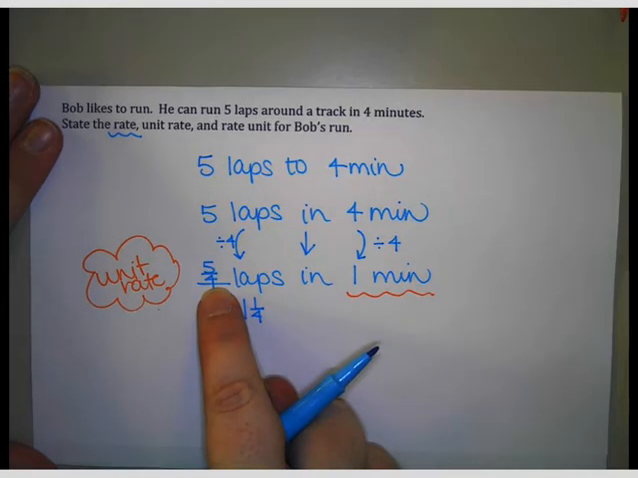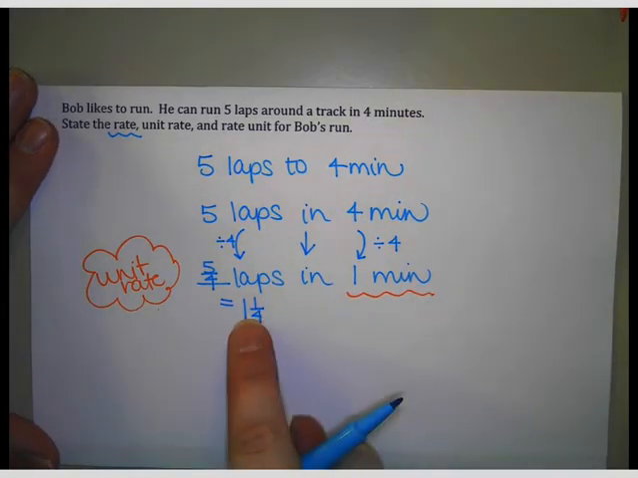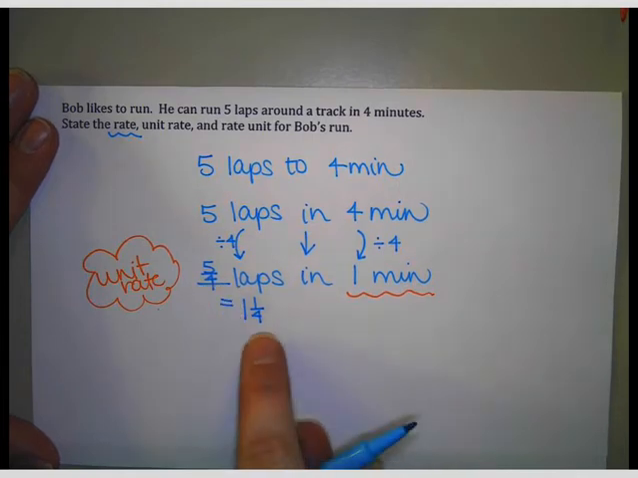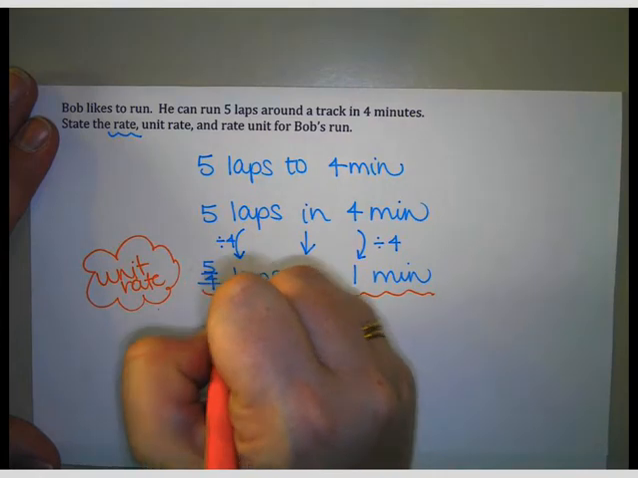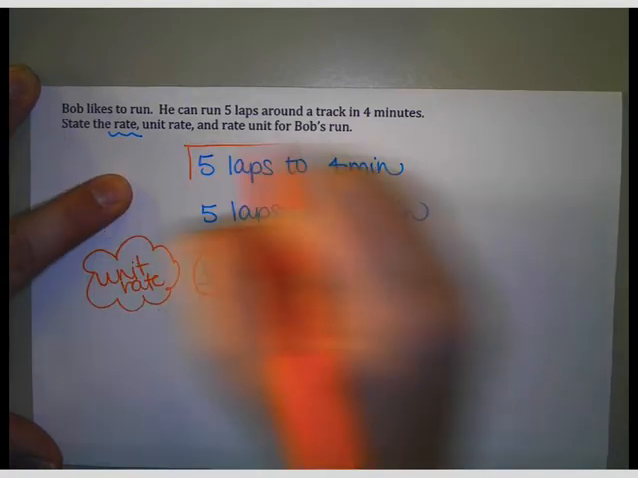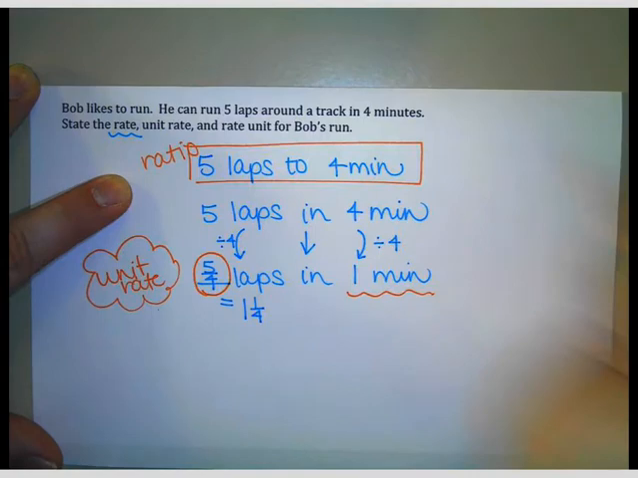He runs 5/4 laps in 1 minute. He runs more than 1 lap, but specifically he runs 5/4 laps in 1 minute. It's 1 and 1/4. Now, the great thing about this unit rate, here's our unit rate of 5/4. That unit rate is exactly the same as the value of this ratio.